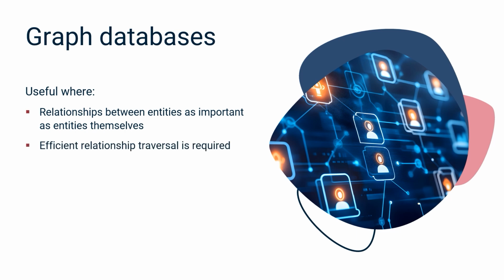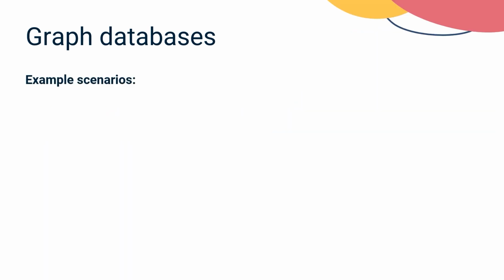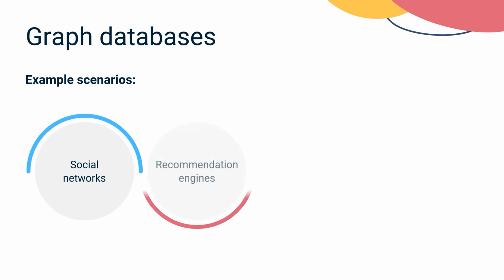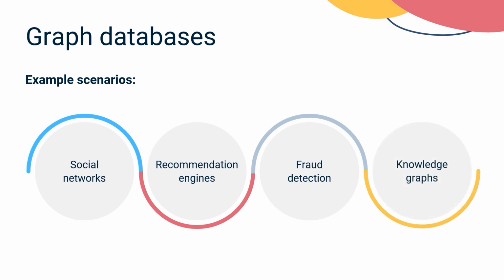Graph databases excel in scenarios that require efficient relationship traversal. Here are some examples. Social networks represent users as nodes and their connections, such as friendships, follows, and likes as edges. Recommendation engines suggest products, movies, or friends based on relationships and interactions. In fraud detection scenarios, they help analyze transaction patterns to detect fraudulent behavior. Knowledge graphs organize and retrieve structured knowledge. For example, Google's Knowledge Graph.